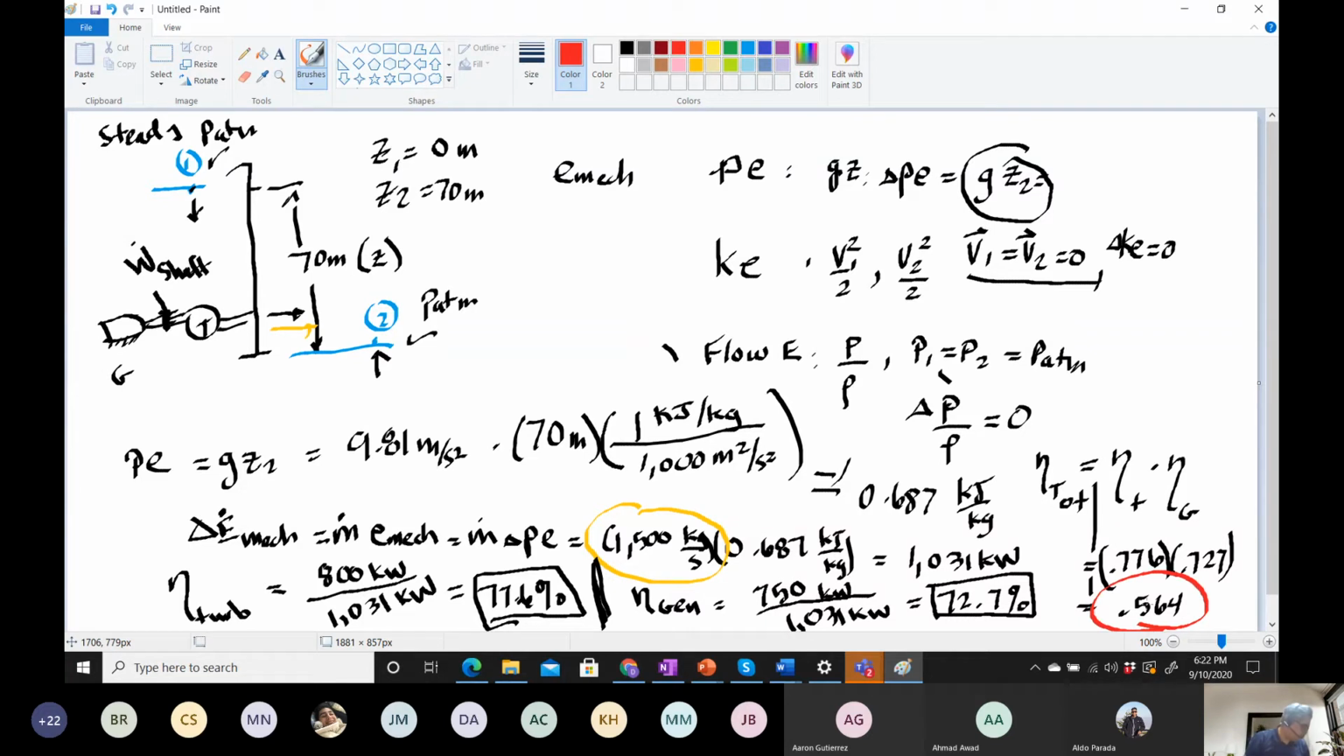Now I'm not sure in your example book, I think they might have just asked you to calculate just the individual efficiencies of each system, of the turbine and the individual efficiency of the generator, but in my notes it said do the combined. So I did all three.